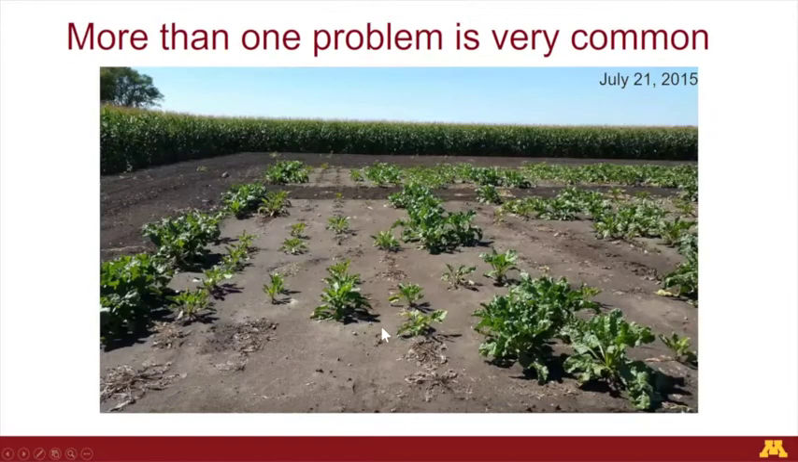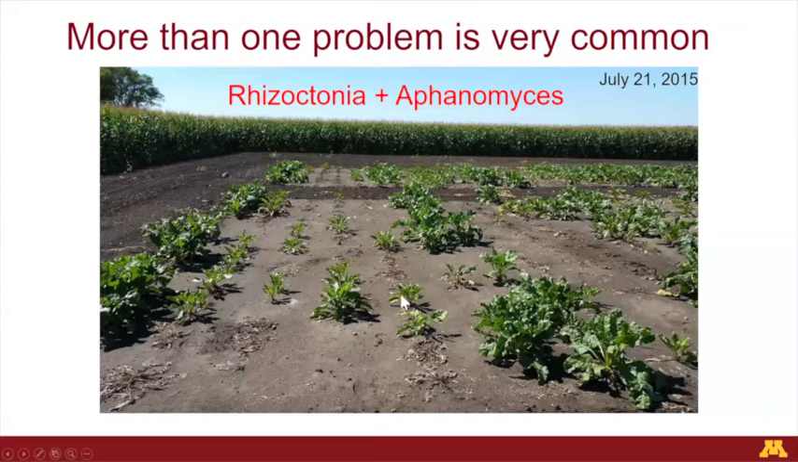And the other possibility, right? So we have probably one major issue in a field, but unfortunately, there are more than one issue in a given year. This particular field, we were only expecting to see rhizoctonia here, but it had both rhizoctonia and aphanomyces. And look at this, the center four rows, right? So this is still July 21st. So most of these plants were lost in a few weeks after that. But again, there is no seed treatment for rhizoctonia or aphanomyces in this particular trial, right? So that's why we have this good insurance with the seed treatments.